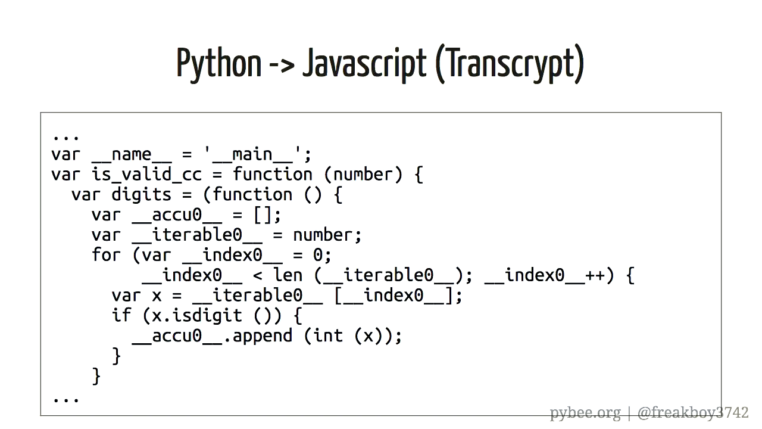Why is it weird? Well, some of it is because of language idiom. JavaScript for loops are C-style for loops. They have a start and an end and an increment. Python uses for item in iterable. But beyond that, it's because we don't just want a language that looks like Python. We want it to run like Python as well.